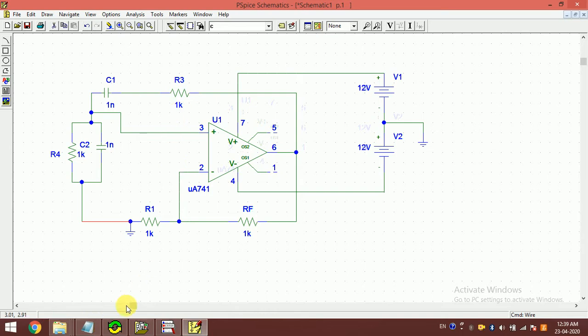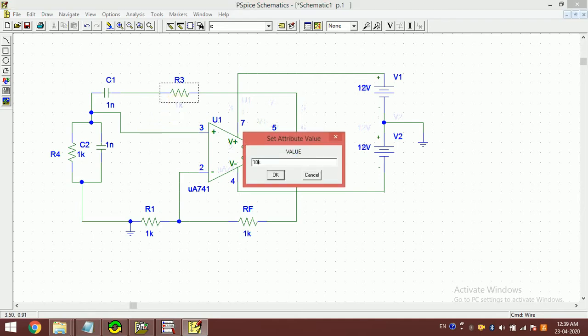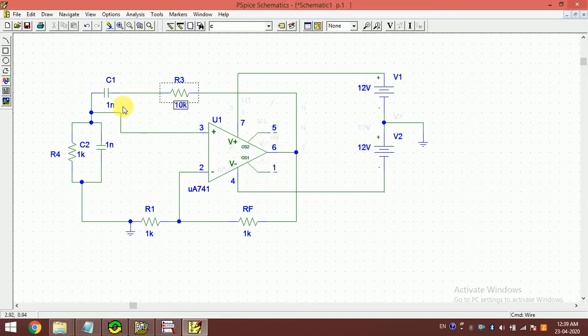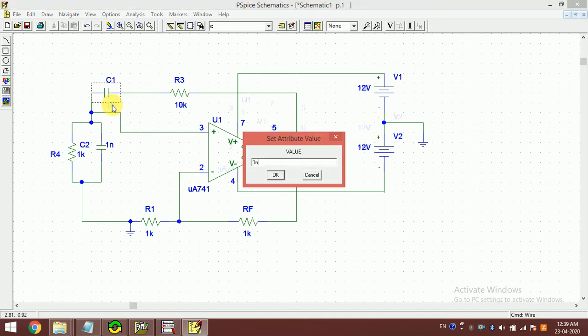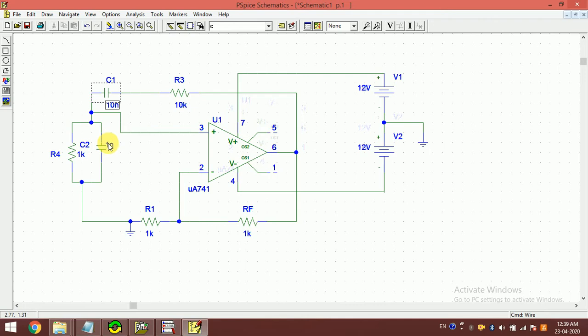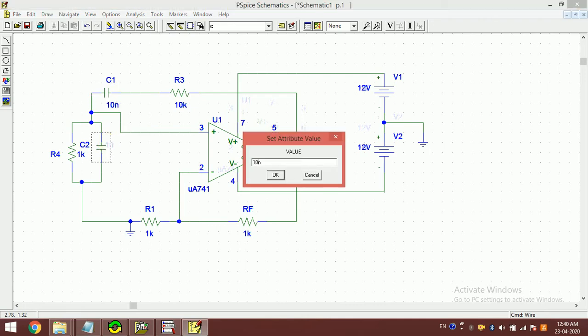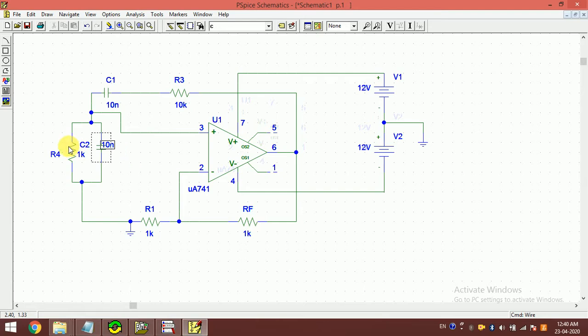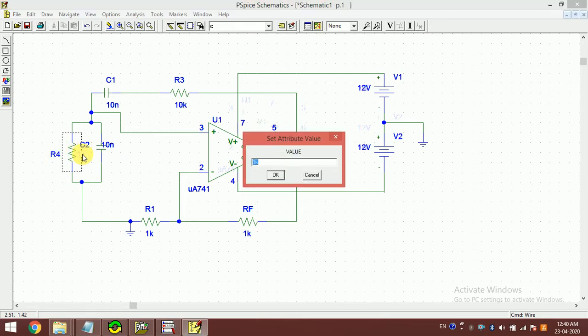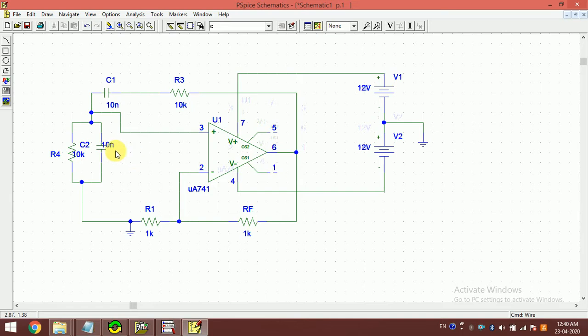So we calculated the values. Our resistance was 10 kilo ohm, 10 kilo ohm, and this was 10 nanofarad, 10 nanofarad. This will also be 10 nanofarad because this RC should be the same. One is parallel and one is series, and this is 10K. If you want to take a printout or a screenshot, you can arrange these values. So let us drag it here. You can drag it here. So now it looks cleaner.